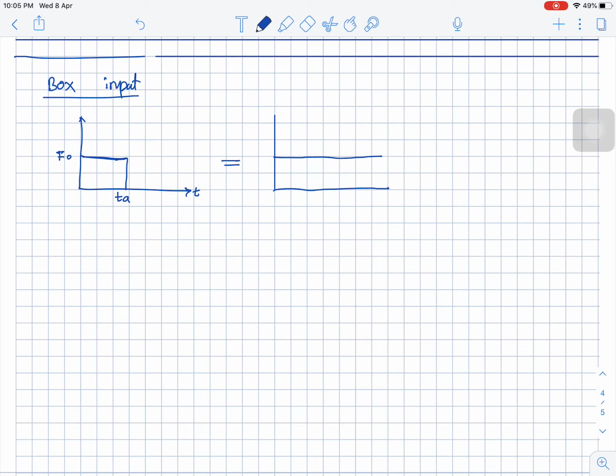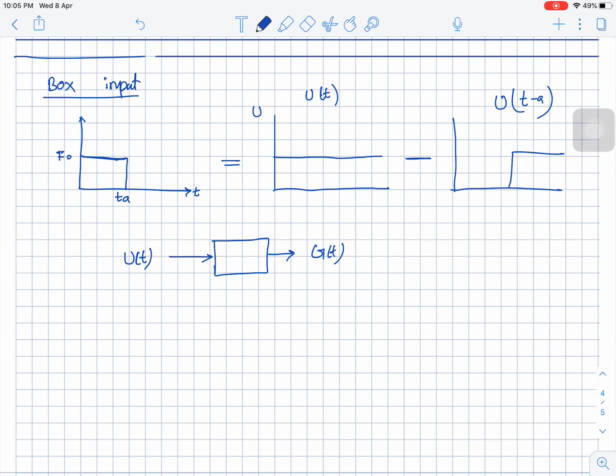So first one is u of t, so the minus u of t minus a. So I have two loading. So if I do this, I will get this equation. So what I'm getting is, whenever I give unit step input, I will get unit step response.